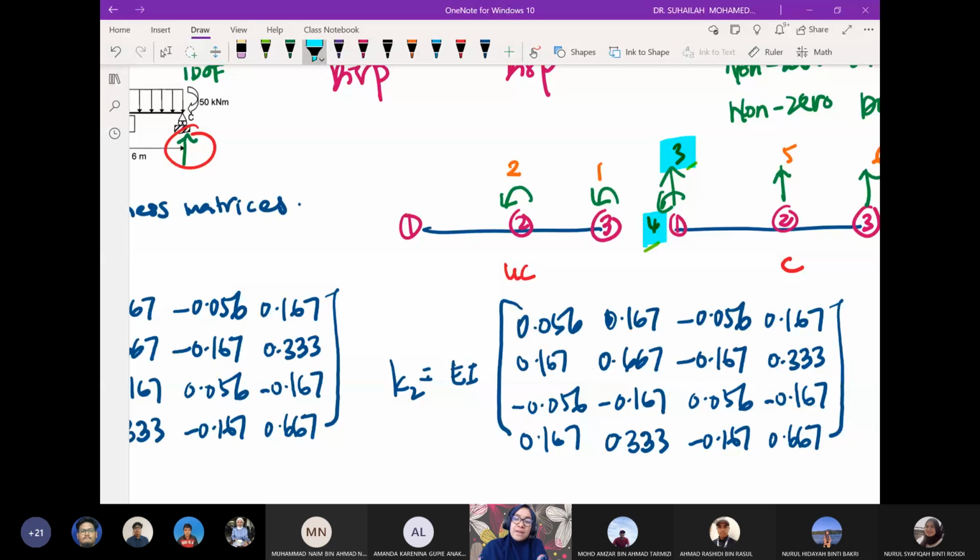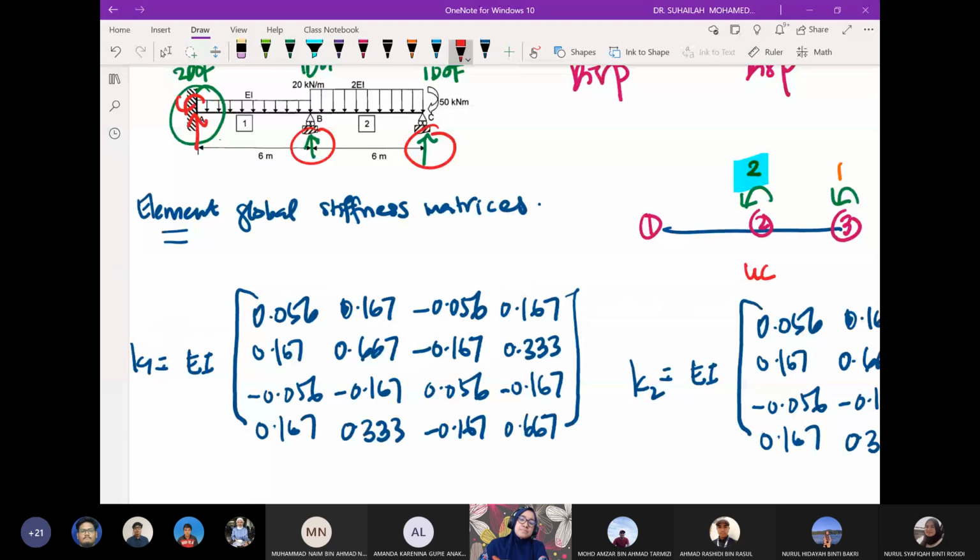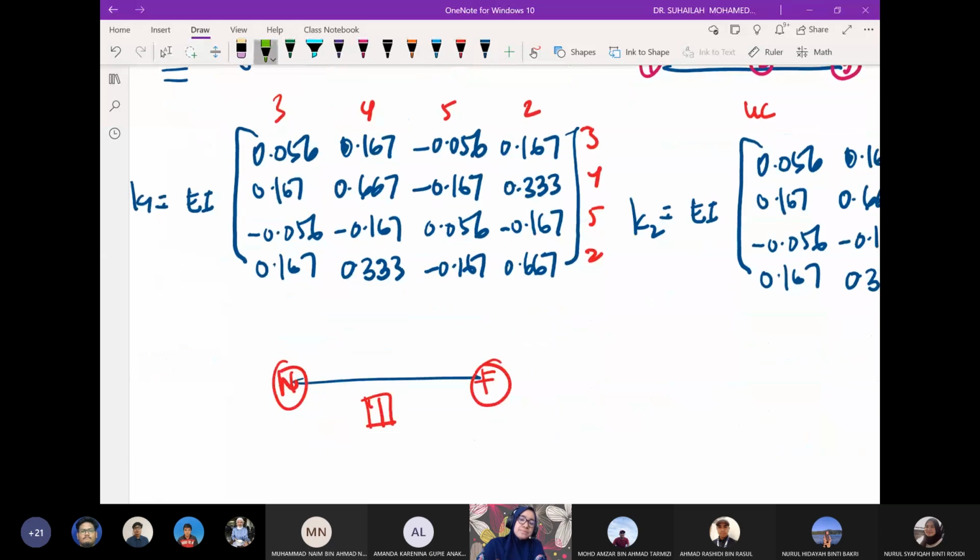Then at node number two, Y is 5, and Z is 2. So the label becomes 3, 4, 5, 2. Okay, can you follow that? Element number one, 3, 4, 5, 2. If you label wrongly, it's all wrong. 3, 4, 5, 2. This is the most important part that you need to understand. Okay, why 3, 4, 5, 2? This is 3, 4. This is 5, 2. So we just copy it back. This is element number one.